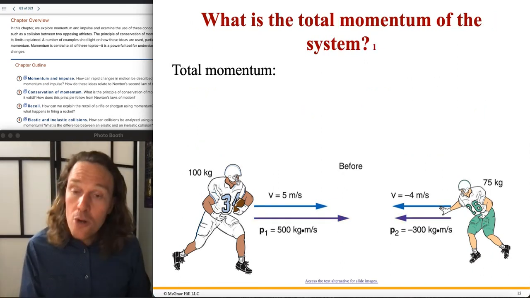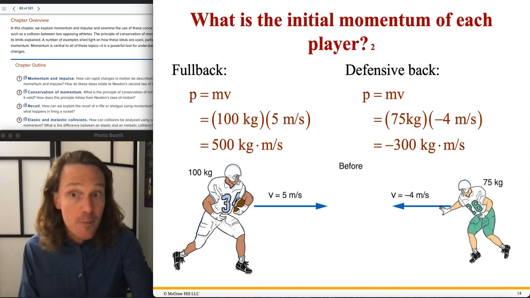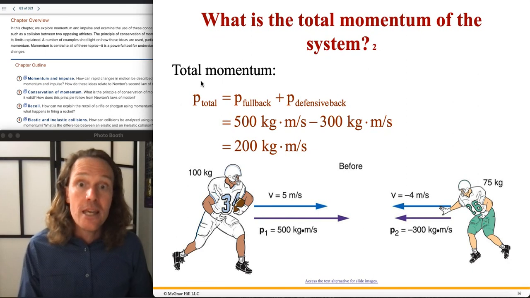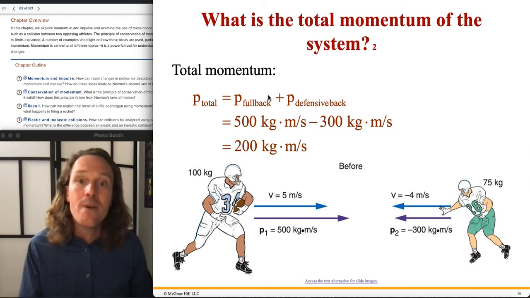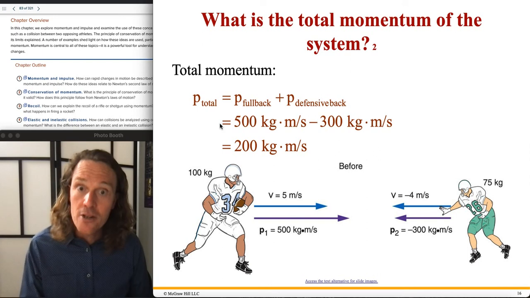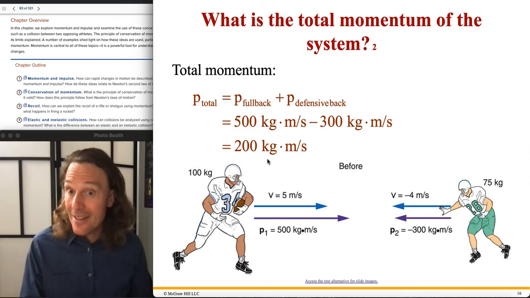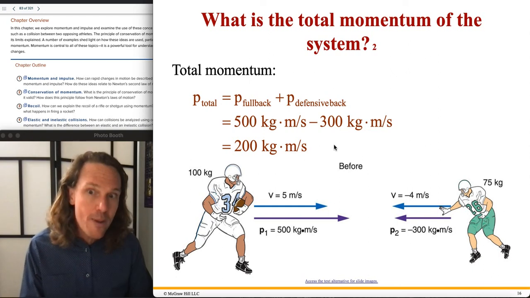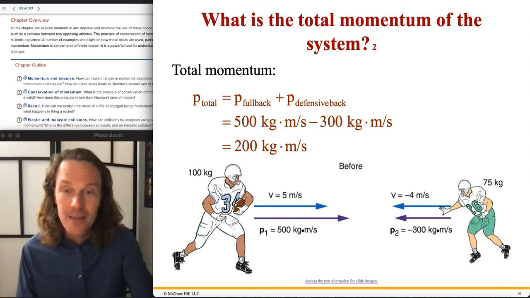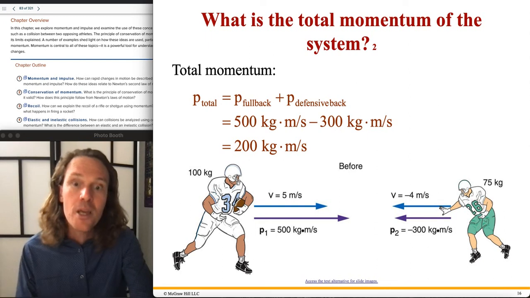So the total momentum of the system will just be the sum of these two values, but the negative matters. The total momentum is the sum of the momentum of the fullback plus the momentum of the defensive back. So 500 minus 300 is 200 Newton seconds, or 200 kilogram meters per second. That's the total momentum of the system, and there's nothing else in this system.